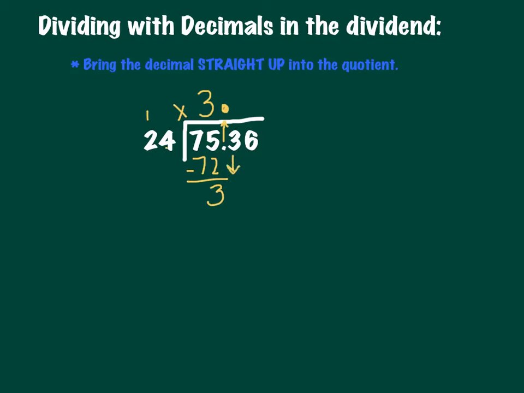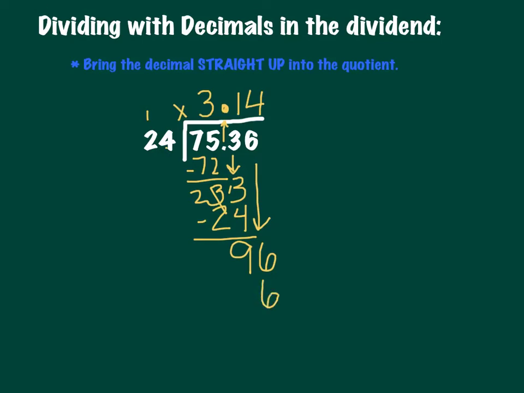Bring down your 3. 24 goes into 33 1 time. 1 times 24 is 24. 13 minus 4 is 9. Bring down the 6. 24 goes into 96 4 times. 4 times 4 is 16. Carry the 1. 4 times 2 is 8 plus 1 is 9. Subtract 0. Your answer, 3.14.